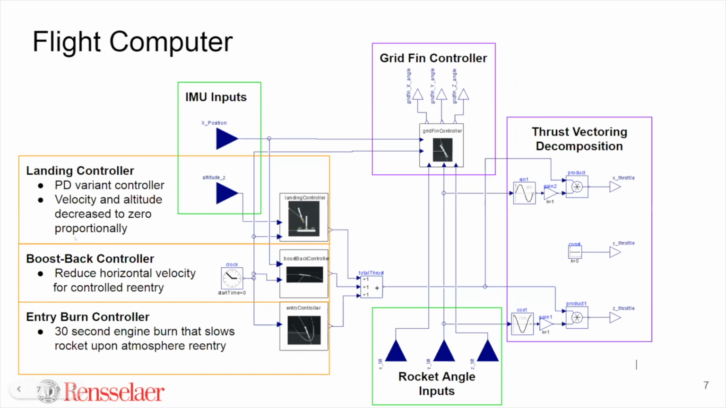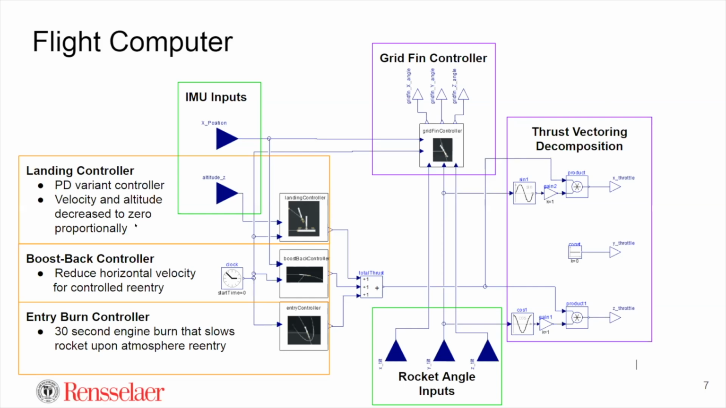So to give an overview of this flight computer. Inputs we have in green here. So you have your IMU inputs and your angle inputs. Outputs are listed in purple here. So you have your grid fin controller and your outputs to your engine over on the far right. In kind of yellowish orange here on the far left.